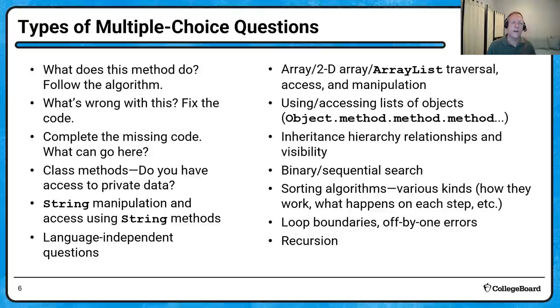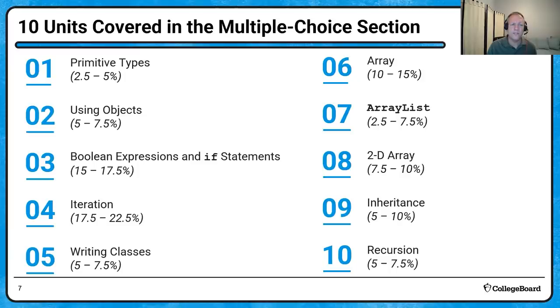So those are just an overall view of the majority of the types of multiple choice questions you would see. And in the course and exam description itself, it has this breakdown of the different units we have. There are 10 units in the course and exam description for AP Computer Science A. And this is a percentage breakdown of how many questions you'll see out of the 40 multiple choice questions on each of these topics, right? So if you figure there's 40 multiple choice questions, each question is about 2.5% of the test.